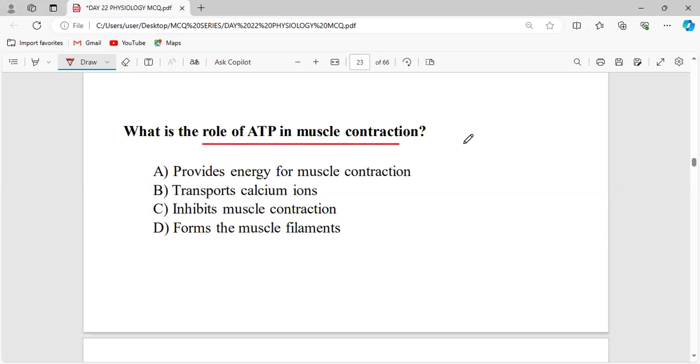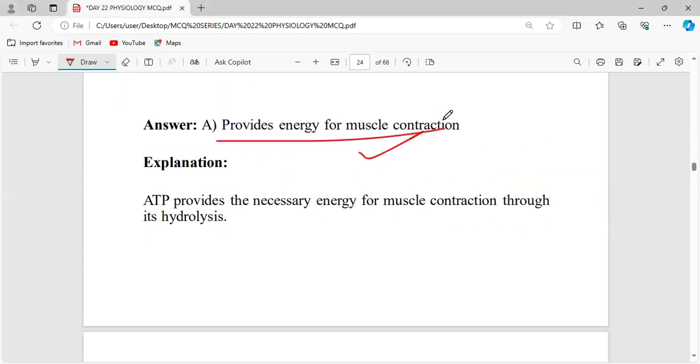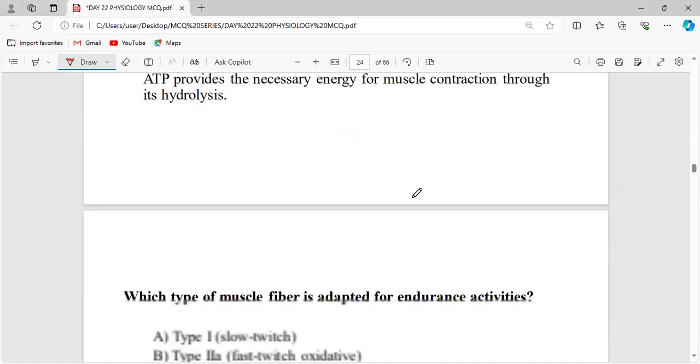What is the role of ATP in muscle contraction? Whether it is inhibiting or promoting the muscle contraction, whether it helps the myosin to bind to the actin or helps the myosin to get away from the actin. Think correctly and answer this question. It provides energy for the muscle contraction, right?